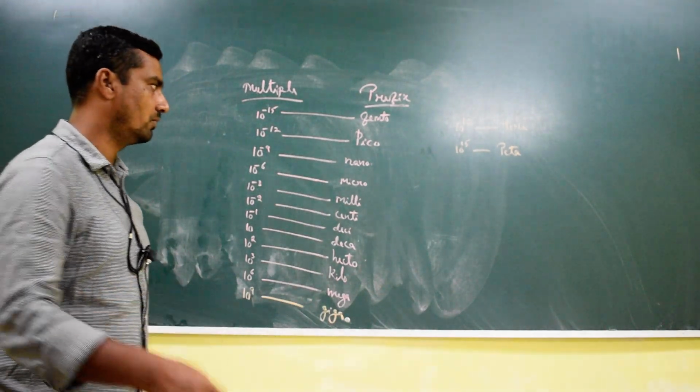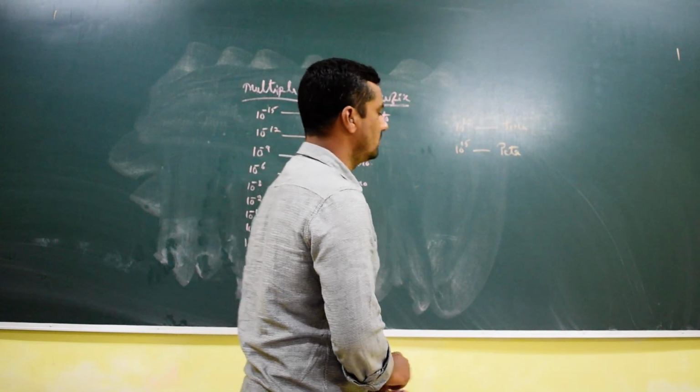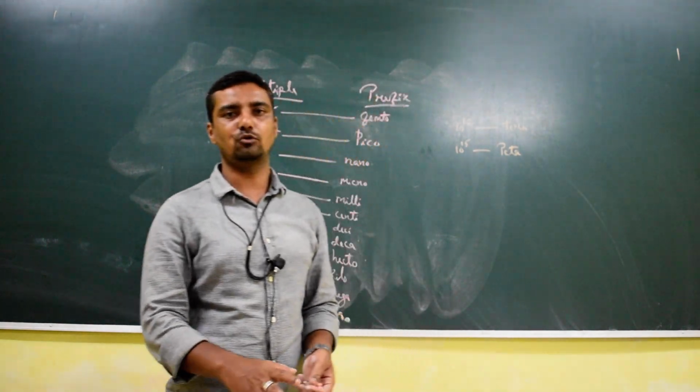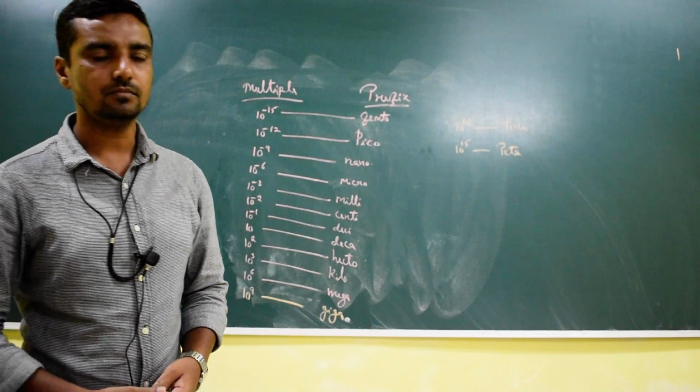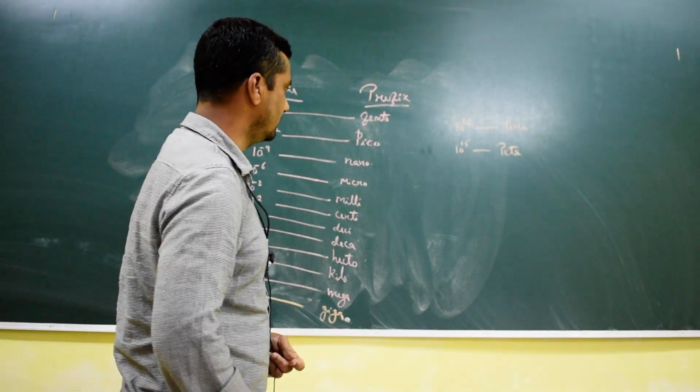Right? I'll go for one more thing, that is the formula to convert from degree Celsius to Fahrenheit and from Fahrenheit to degree Celsius. Right? So one more thing.